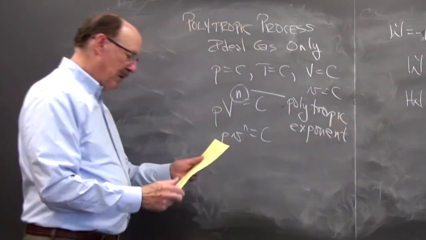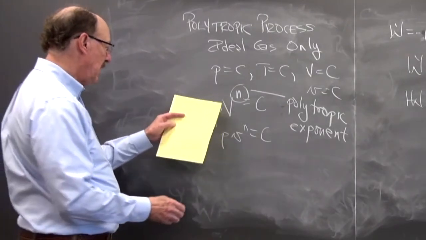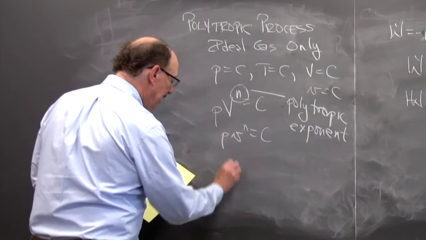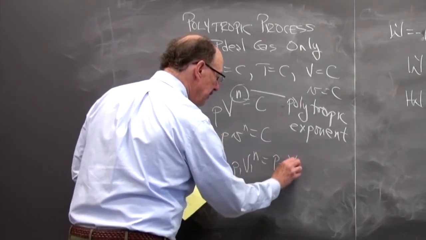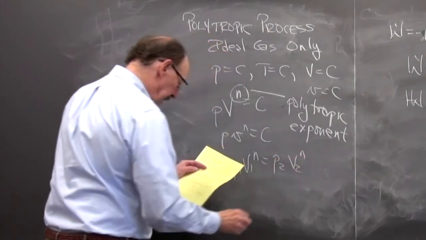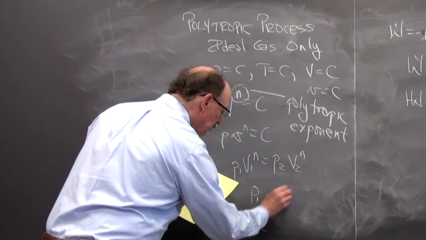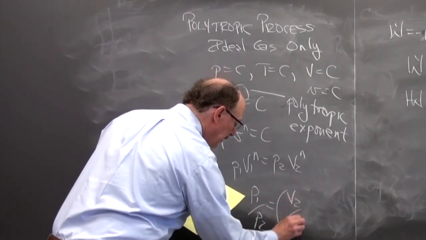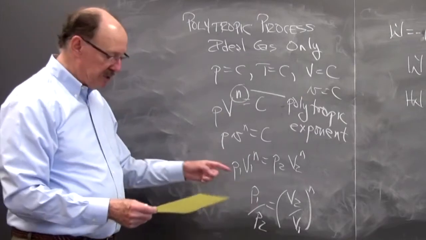So I have the polytropic exponent, and if I look at this combination right here, I have P1 V1 to the n is equal to P2 V2 to the n, and thus I have that P1 over P2 is equal to V2 over V1 to the n. And so I see they're inversely related.